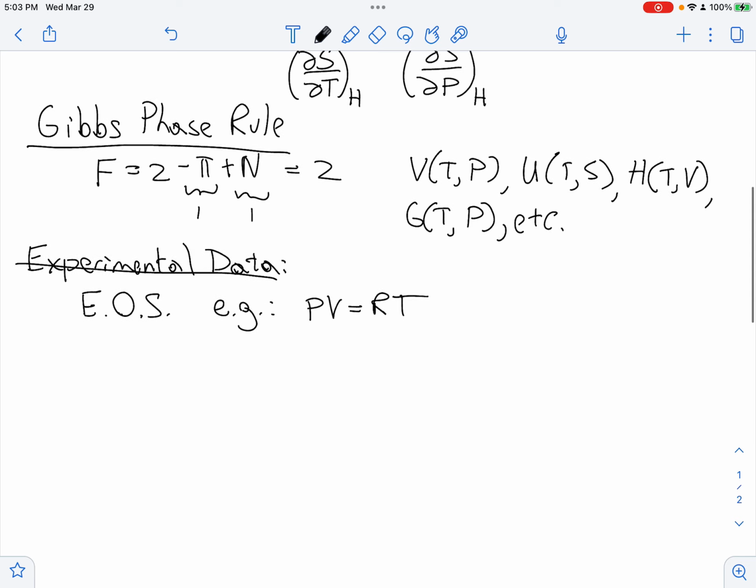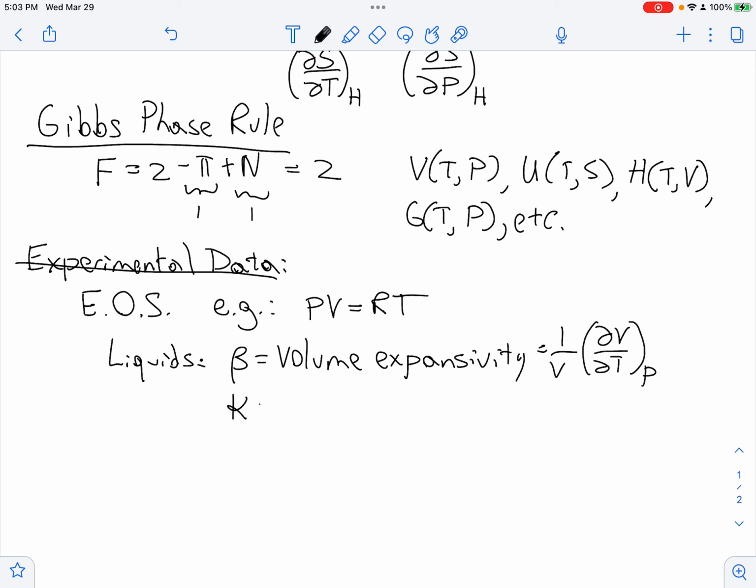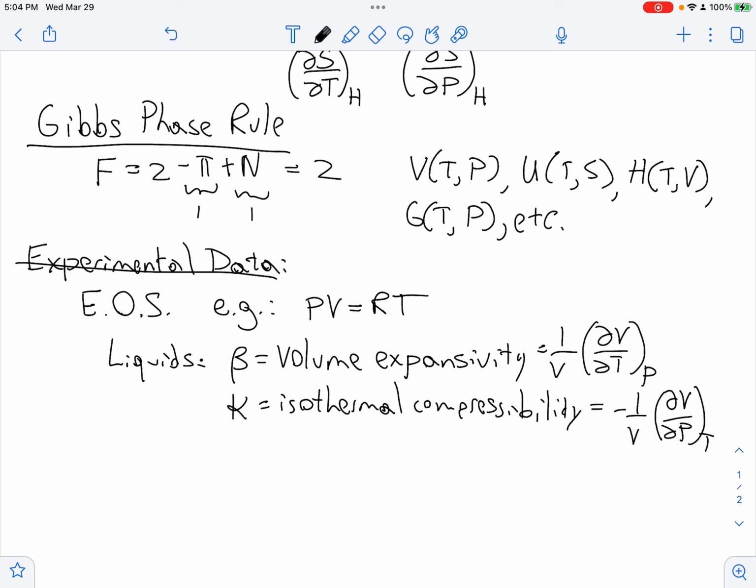Here's another example. This is not an equation of state, but it plays a similar purpose, right? So for liquids, we define things like beta, which is the volume expansivity, which is 1 over the molar volume dV dT at constant P. And we have kappa, which is the isothermal compressibility, and that is equal to minus 1 over V dV dP at constant T.